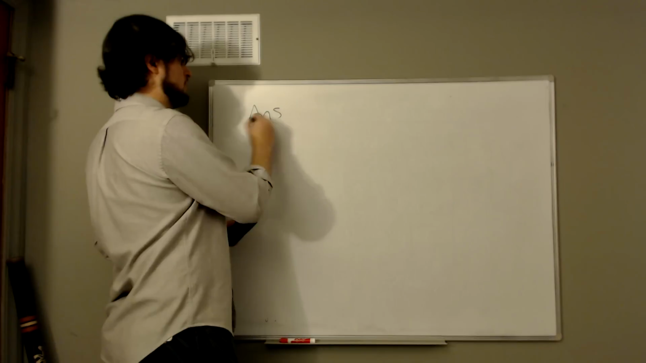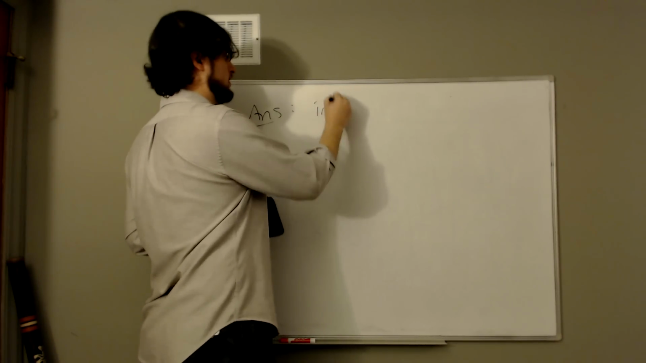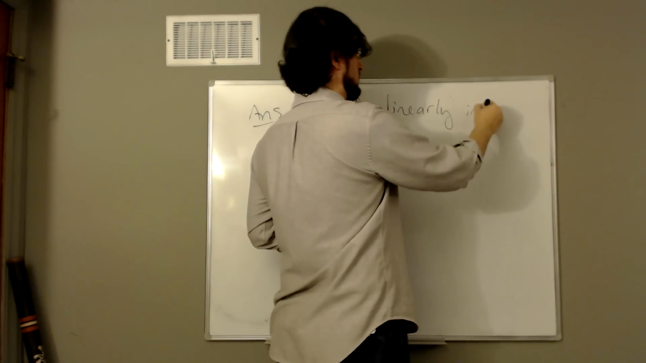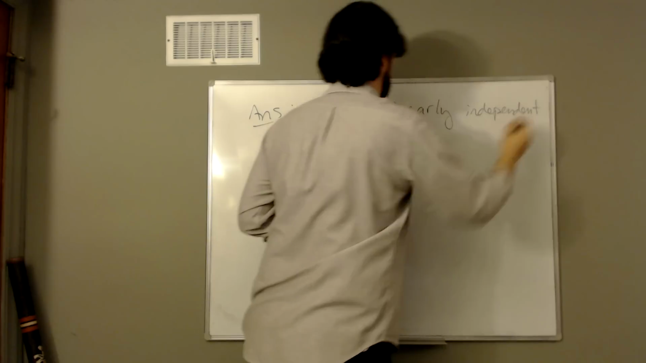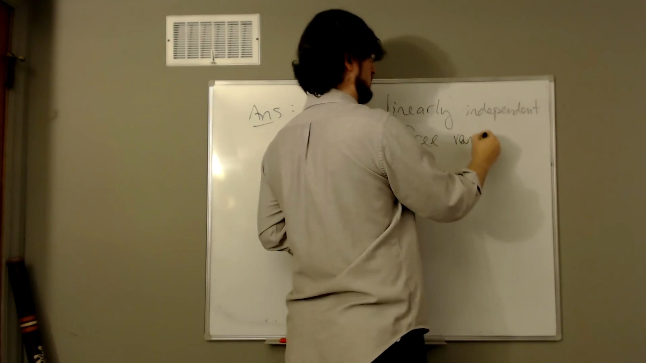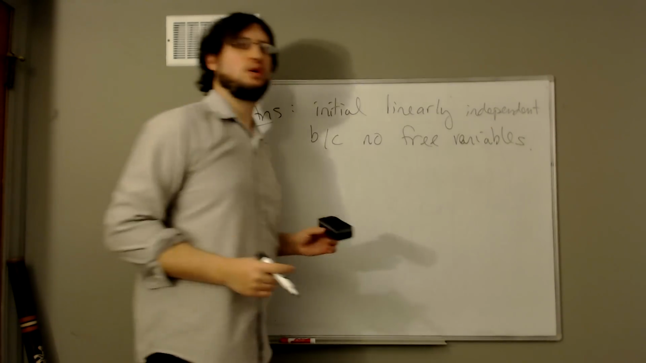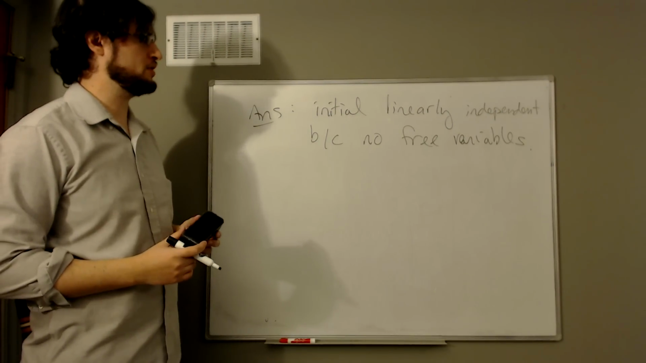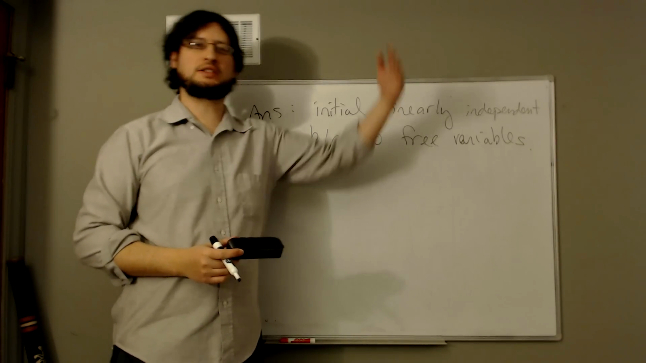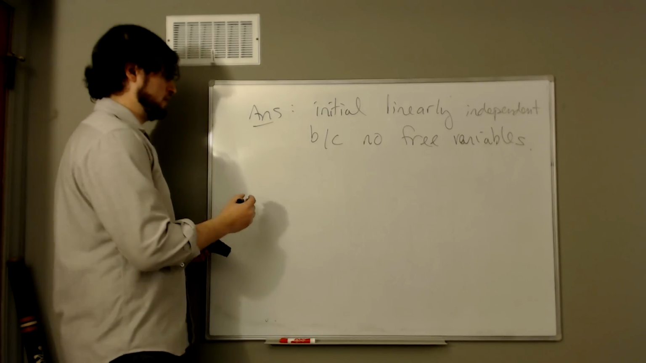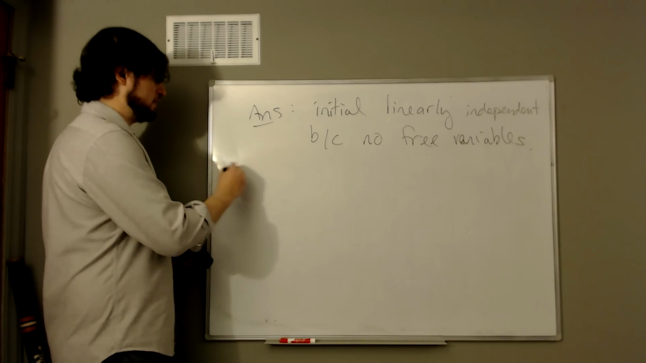For this particular question that we saw, our answer was that the set of initial vectors was linearly independent because we had no free variables. There were no free variables in the reduced row echelon form of that matrix. We had a pivot in every column except for the constant column, which couldn't have a pivot. So we have as many pivots as we possibly could. Let's look at another quick example and then summarize.